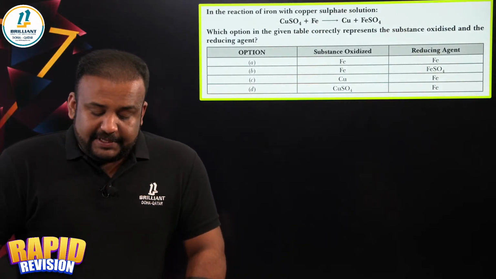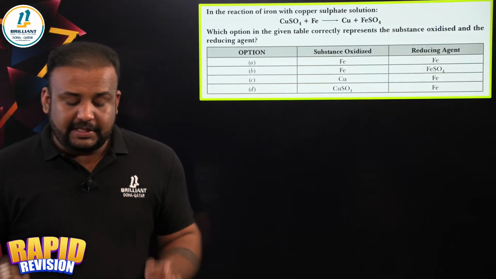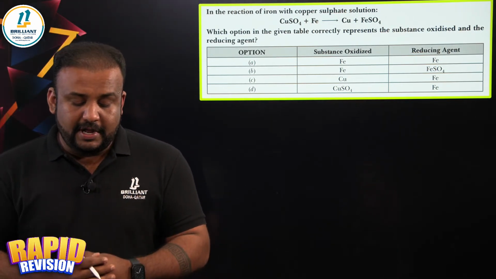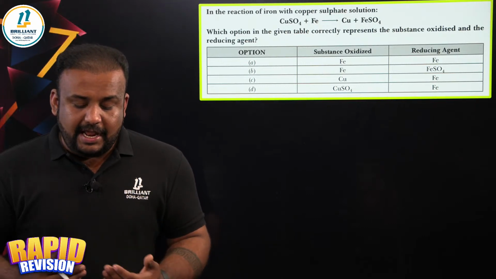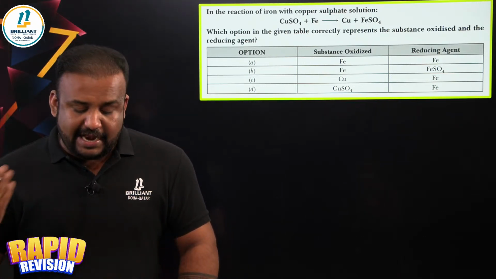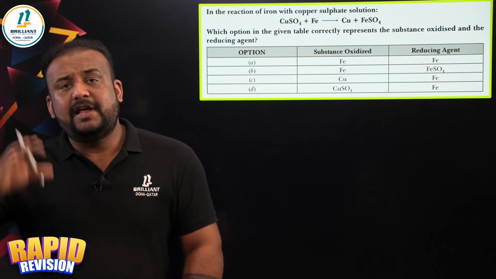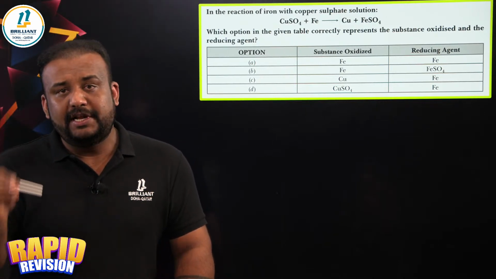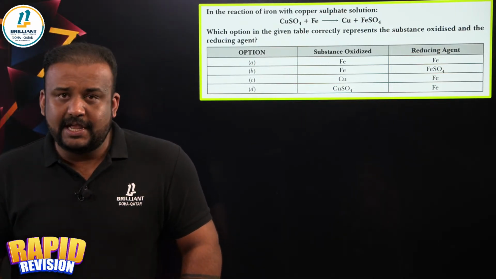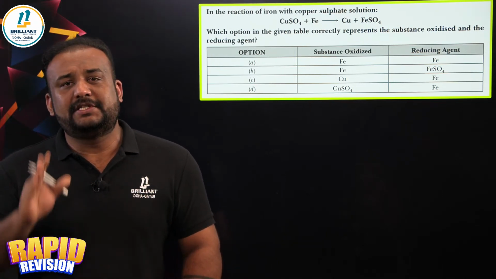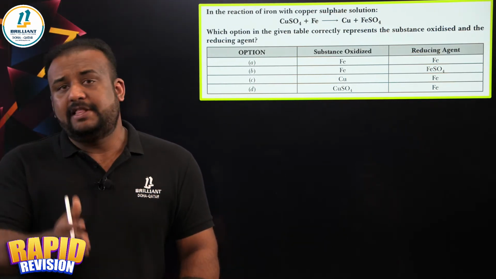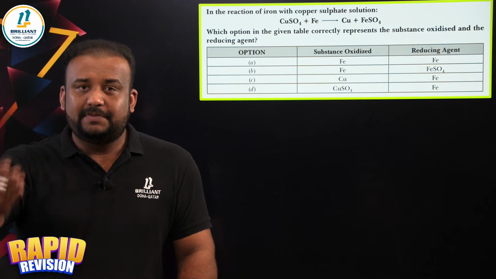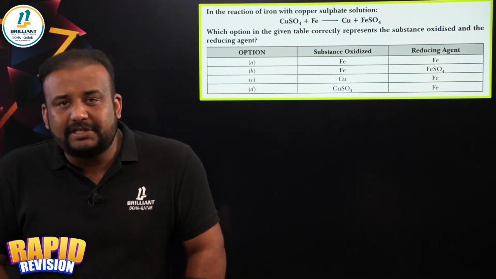Now, the next question. In the reaction of iron with copper sulfate solution, CuSO4 plus Fe gives Cu plus FeSO4. Which option in the given table correctly represents the substance oxidized and the reducing agent? Here I want to brief a very important concept that you have learned in chemical reactions and equations, which is redox reactions. And in redox reactions, definitely one question is going to come for the board examination. They will either ask which substance is undergoing reduction, or which substance is undergoing oxidation, or which substance is the reducing agent, or which substance is the oxidizing agent.